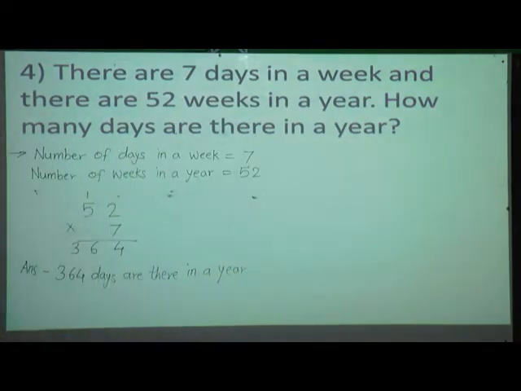Understood? See, once again I will explain you. Number of days in a week. See, in a week you know very well, there are 7 days. And then in a year there are 52 weeks.